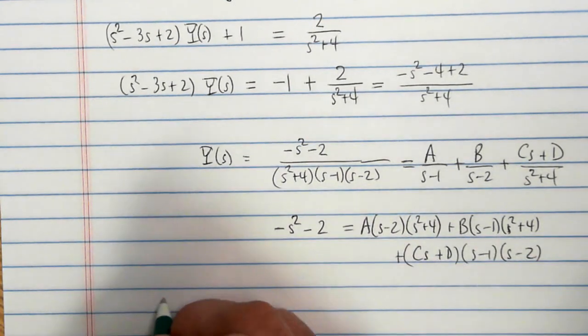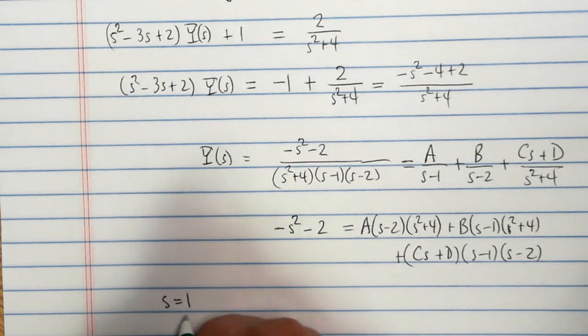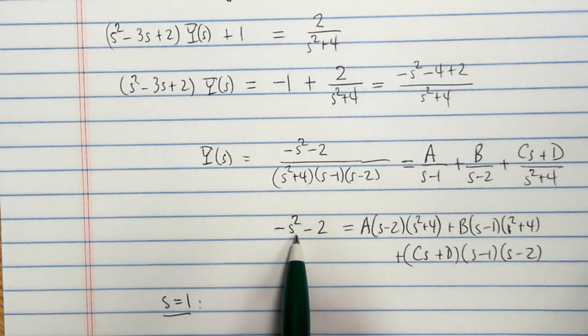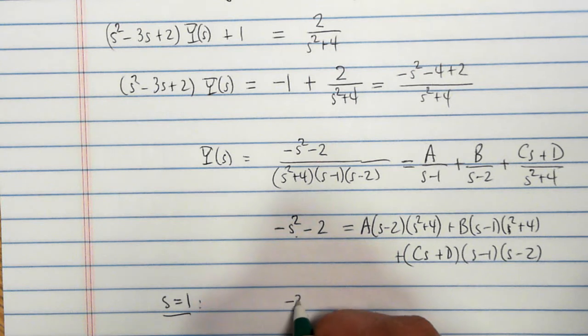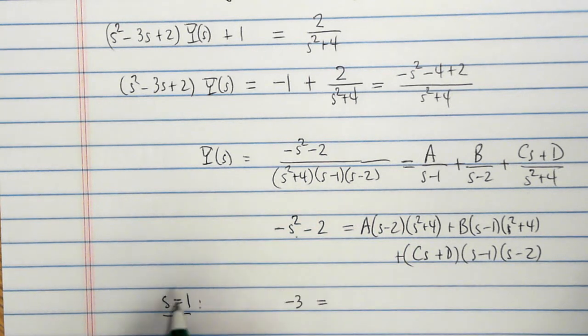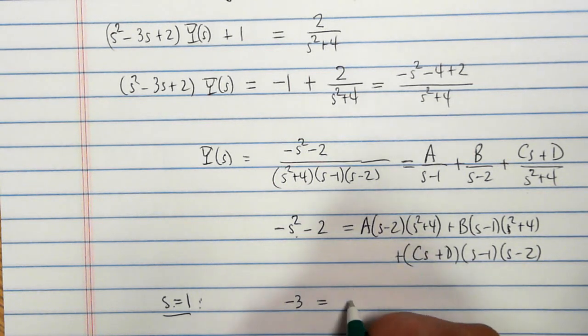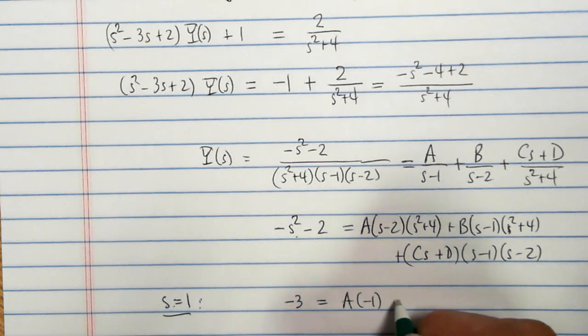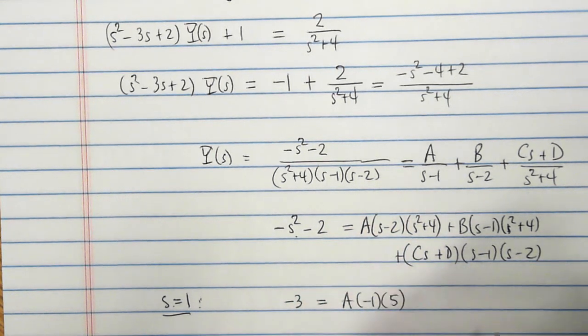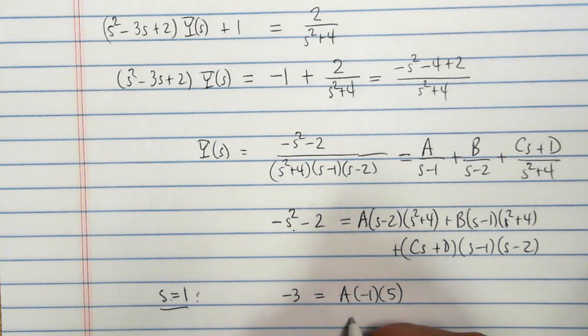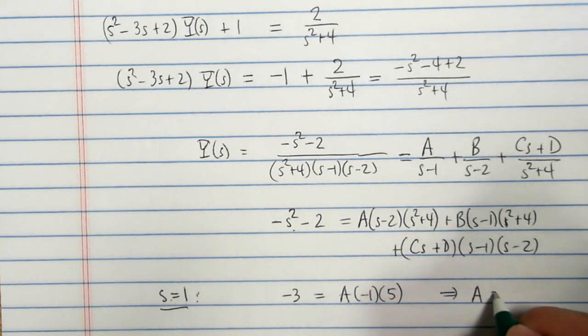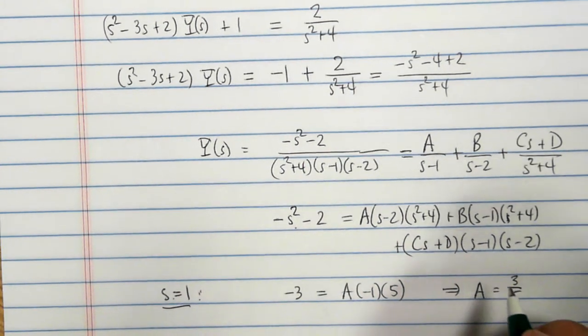Okay, now let's plug in numbers to make things a little bit easier for ourselves. Plug in s equals 1. On the left-hand side, we get negative 3. If we plug in s equals 1 on the right-hand side, then this goes away and also that goes away because of the s minus 1 terms. All that's left is A times negative 1 times 5. And so that means that A is equal to 3/5.